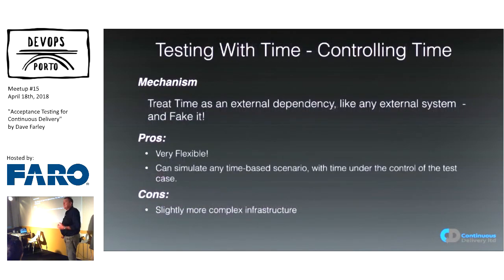The alternative is a little bit more complicated, but probably not quite as complicated as we might first think. The best way of doing it is to treat time in the same way that we treat external third parties. Treat it as though it's an external resource, and basically fake it in the scope of the tests. So this is really flexible. We can tell the system to understand whatever time we want it to understand. We can fast forward in time. And we can simulate any time-based scenario with time under our control.